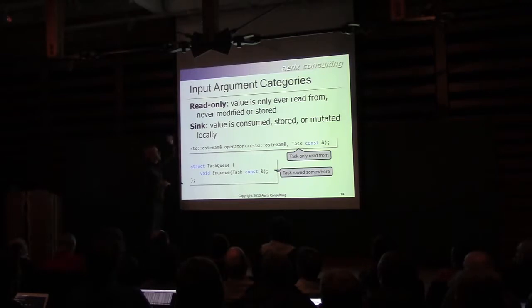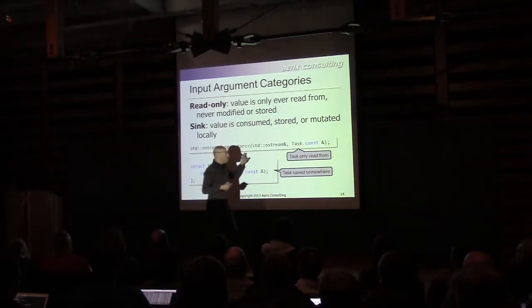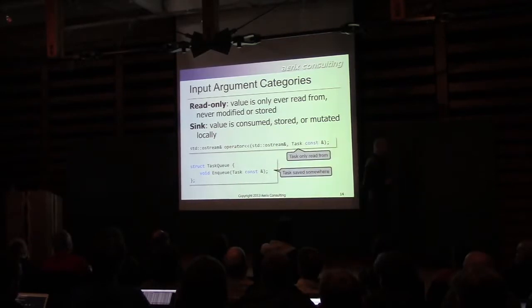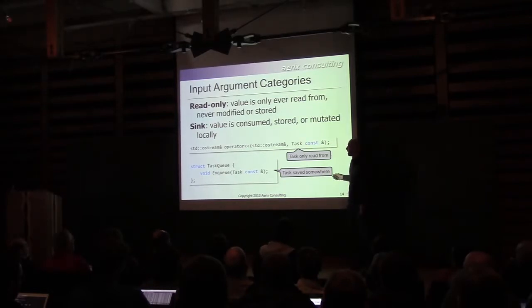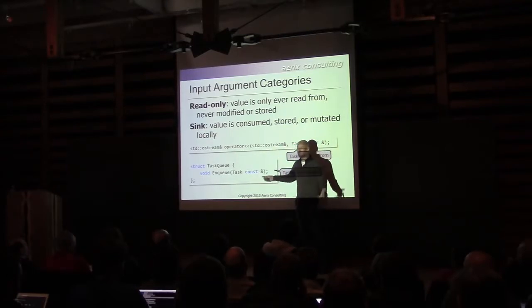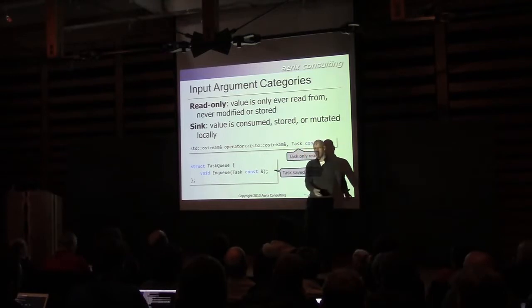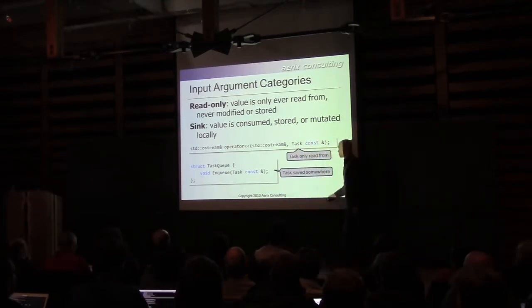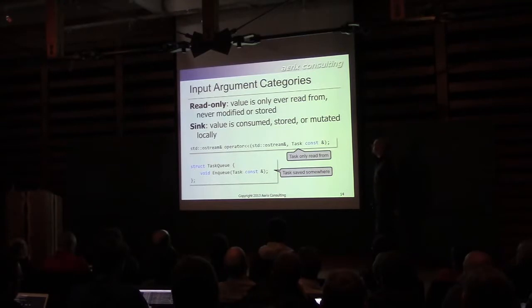And a sink is a value that's consumed, stored, or mutated while that function executes. A good example of a read-only would be an ostream inserter. Hopefully you only ever read from stuff when you're writing an ostream inserter. And here, say you've got a task queue and a task. Presumably, this function enqueue is going to take a task and put it in the queue, so the task will probably be saved somewhere here.